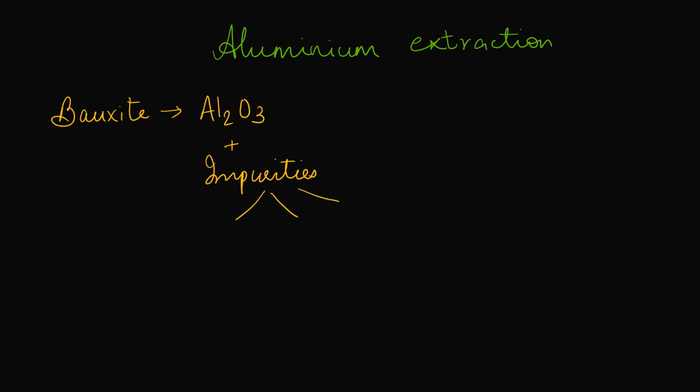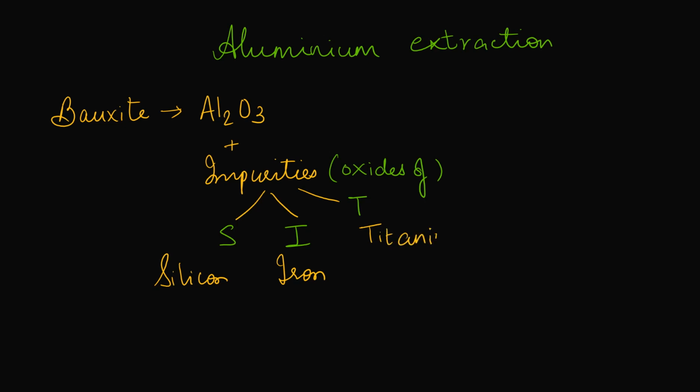The impurities are abbreviated as the SIT impurities. When I say the SIT impurities, I'm referring to three things. These are the oxides of, and oxides of what? S stands for silicon. So oxides of silicon, oxides of iron, and oxides of titanium. So the ore contains impurities of oxides of silicon, iron, and titanium.